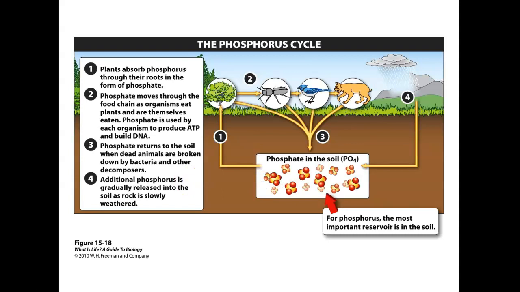Next, we have the phosphorus cycle. That's going to involve, of course, phosphorus. Found largely in the soil, it's necessary for every molecule of ATP and DNA that's going to be made. Phosphorus is chemically converted, or fixed, into a form that's going to be usable by plants, which is phosphate, and then absorbed through their roots.